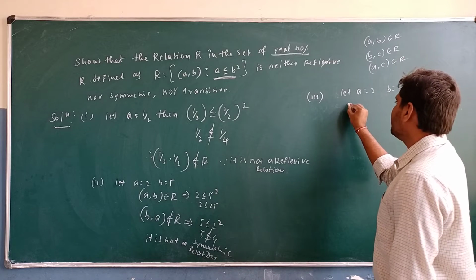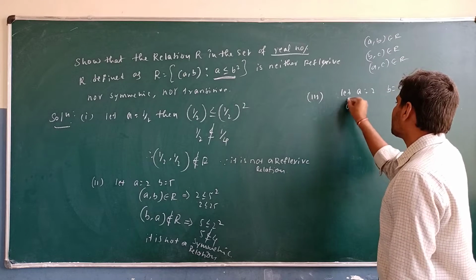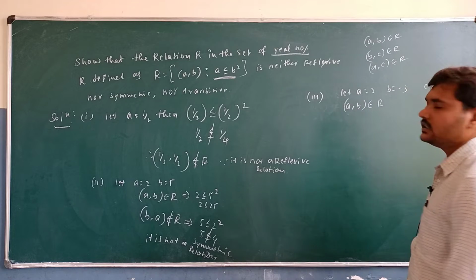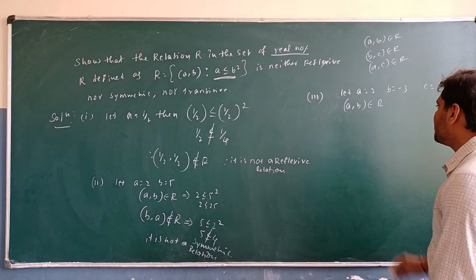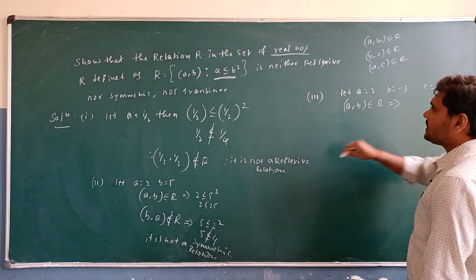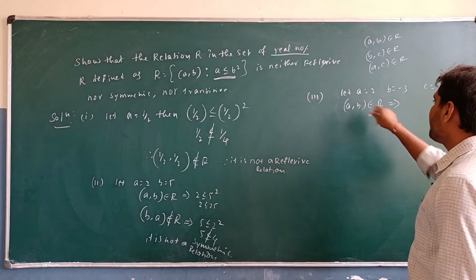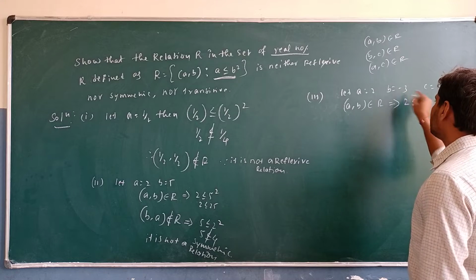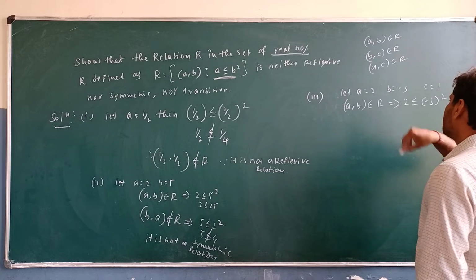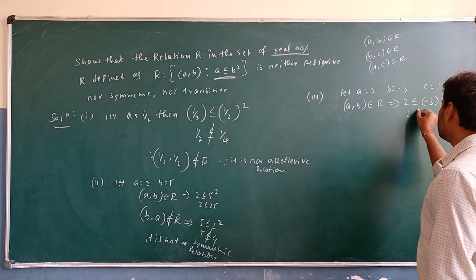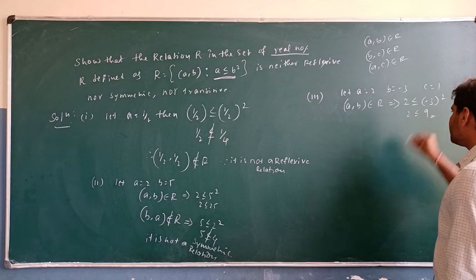Now see, let (a, b) belongs to R, assumption. Just I am taking (a, b) which belongs to R, which implies that just I am applying this property a is less than or equal to b square. So what is the value of a? 2 less than or equal to minus 3 square. Because 2 is less than or equal to 9, yes, this property satisfies.